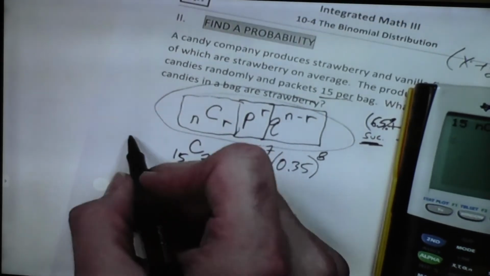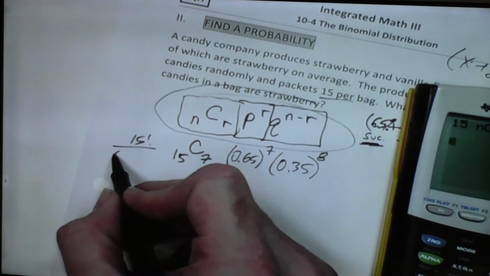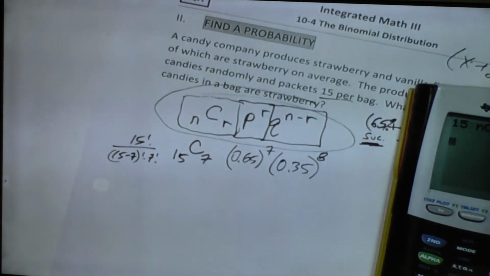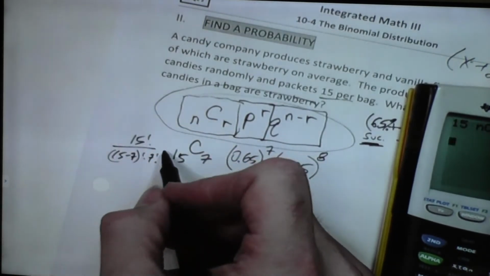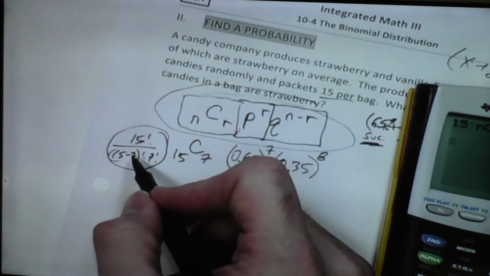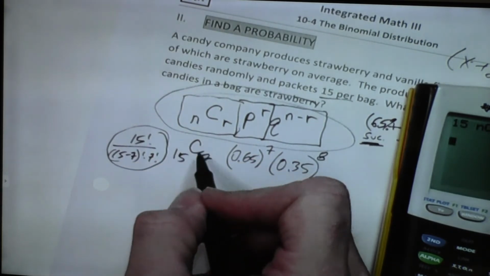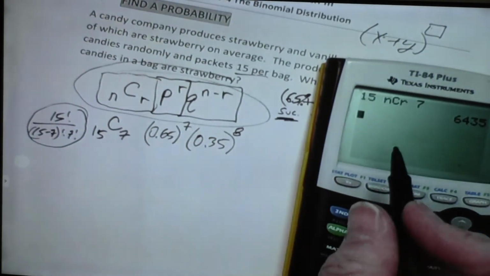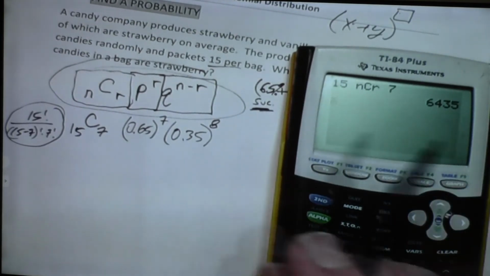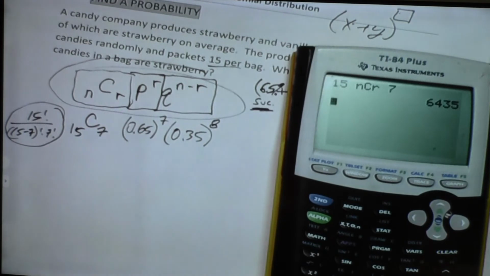What it's actually doing is 15 factorial over 15 minus 7 factorial times 7 factorial. And that's the way I had set that up in the binomial things, because by hand, that's how you do it. So this is doing a combination of 15 things, and you only want the 7th one, or up to the 7th. And this little shorthand is what you can use for the calculator. So that's 6,435.